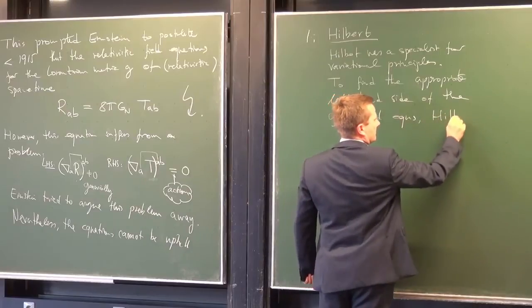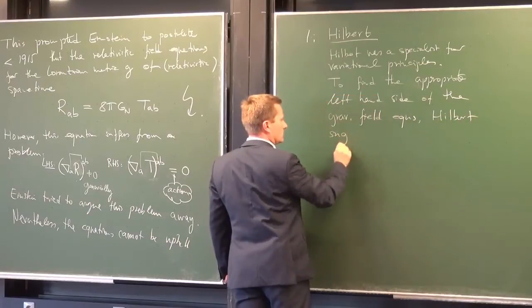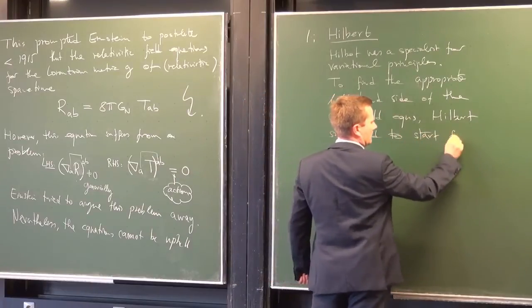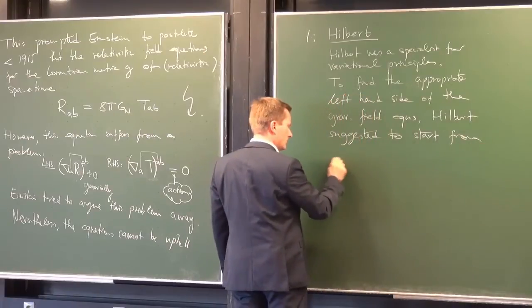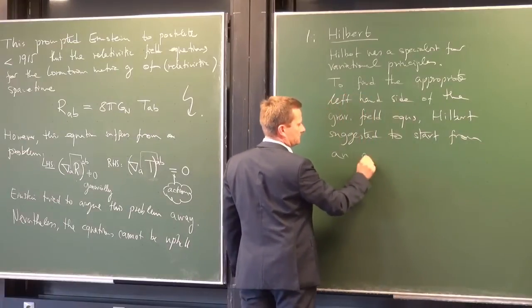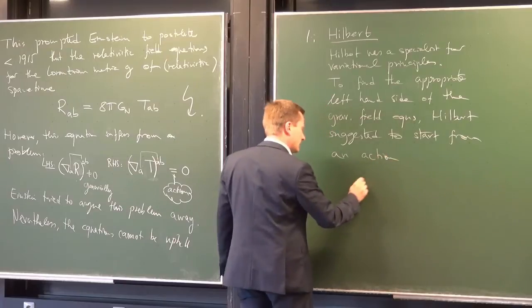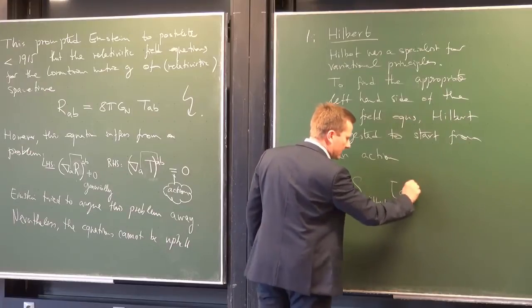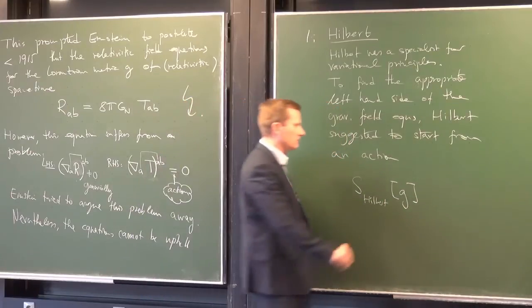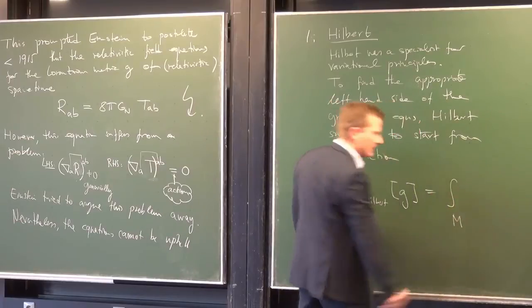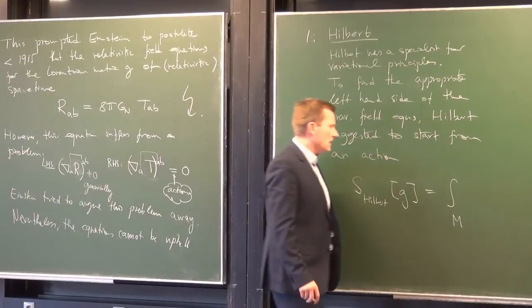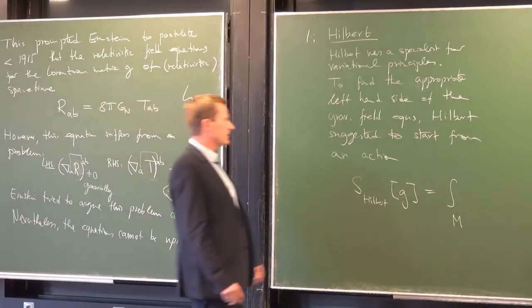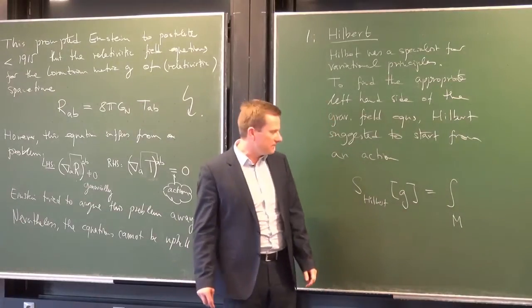Hilbert suggested to start from a variational principle. From an action. And so, as Hilbert, he said, why don't we write down an action for the G? It's a field theory, so it must be over the entire manifold. Well, what is the simplest function I could make of the metric? Well, I could contract it with itself. That's the dimension. That's a very boring function.